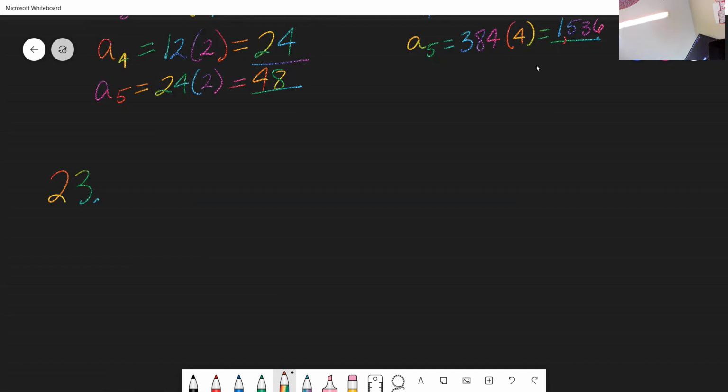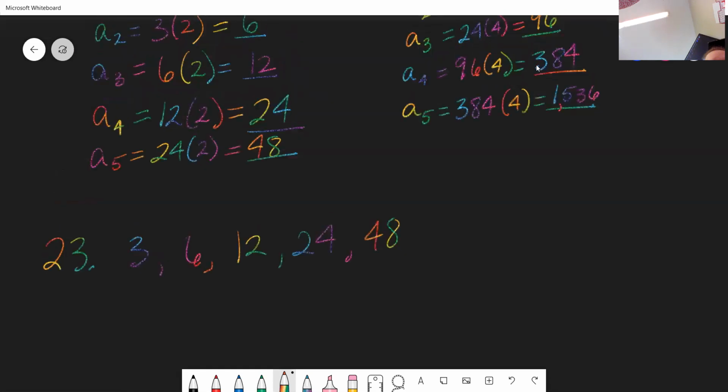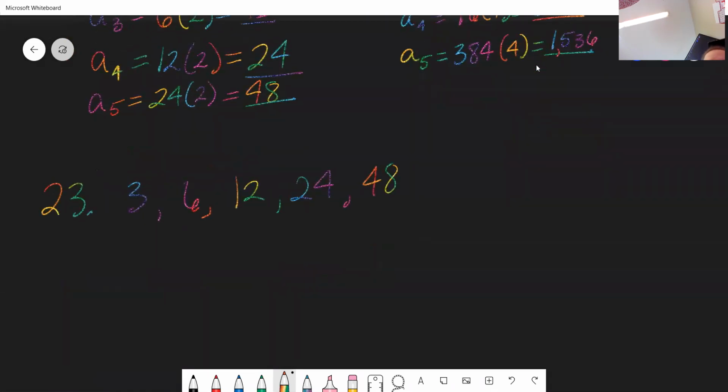23 gives us the sequence, and we need to create the recursive formula for that sequence. So 23 is 3, 6, 12, 24, and 48. Did we just do this one? We totally did. No worries. So, Trey, we need a recursive formula. So we have A at position N equals what?